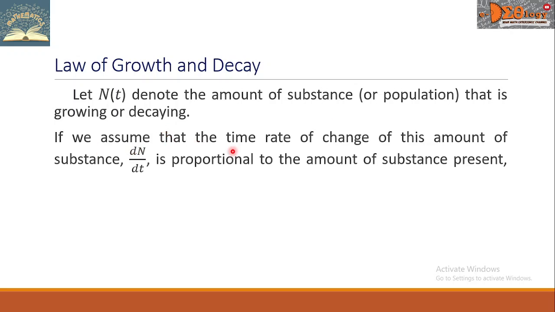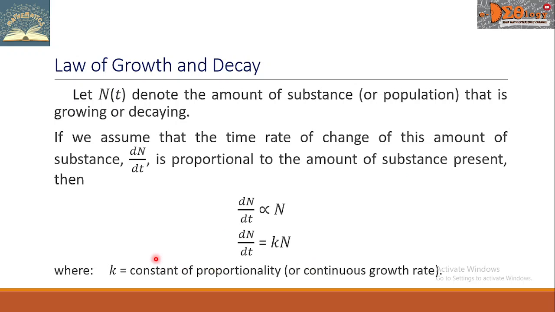If we assume that the time rate of change of this amount of substance, that is dN over dt, is proportional to the amount of substance present, in symbol we write dN over dt is proportional to capital N. In equation, we can write it like this: dN over dt equals k times N. This k here is the constant of proportionality or continuous growth rate.